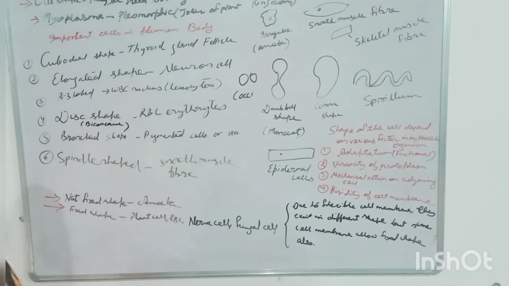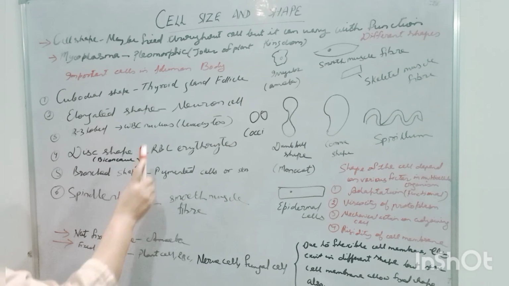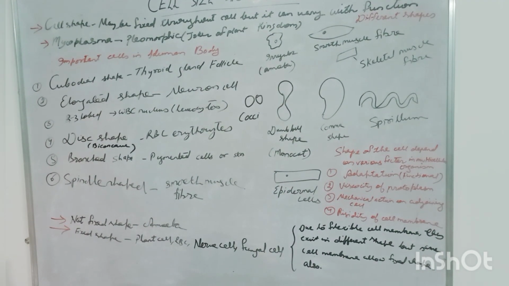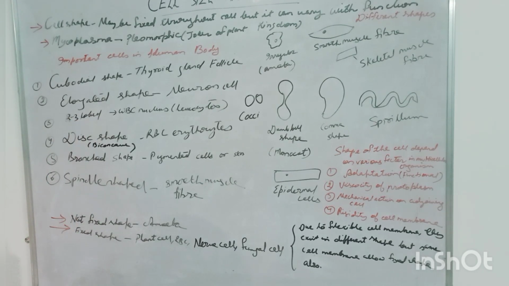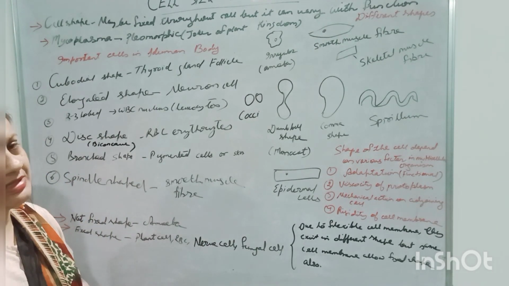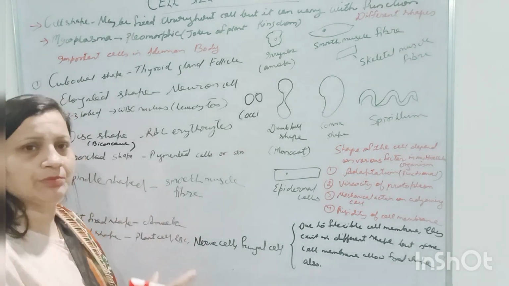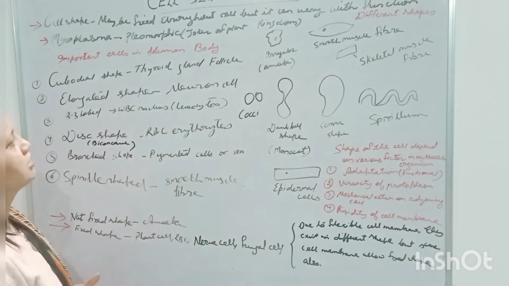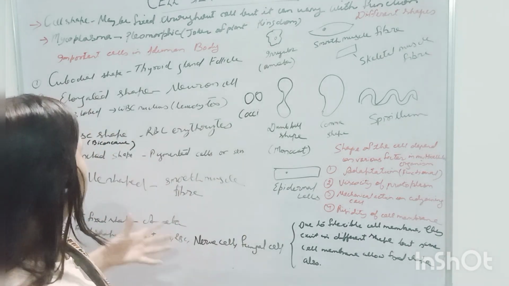In human beings, we will see an important cell in cuboidal shape, and it is found in the thyroid gland follicle. The thyroid gland follicle has cuboidal shape. Then elongated shape: the neuron cell, we know, is extended throughout our body. If the cell is not elongated, then how would the transmission of the message take place? The signal is passed through it. So it is very important for the neuron cell to be elongated. That's why nature has made it like that. The shape is so much elongated.